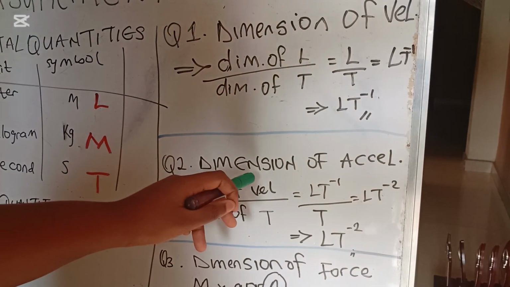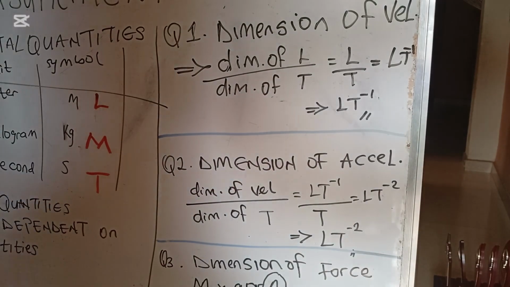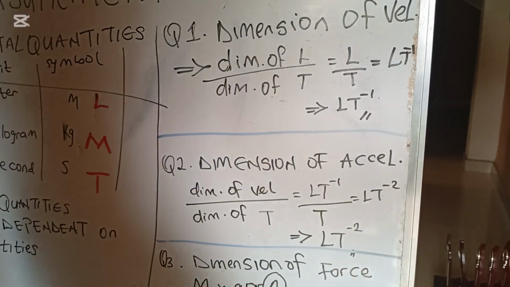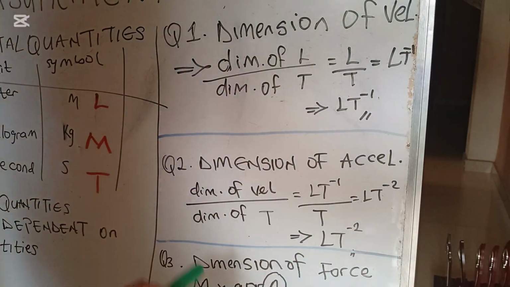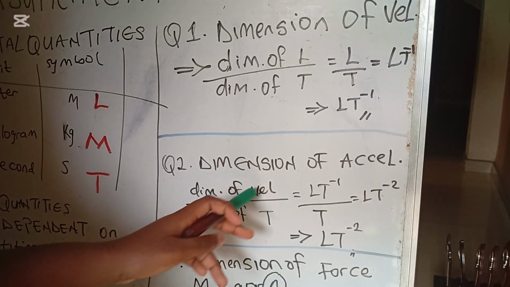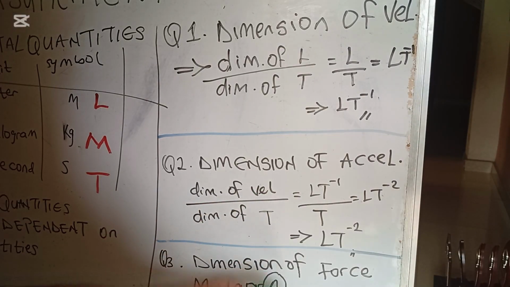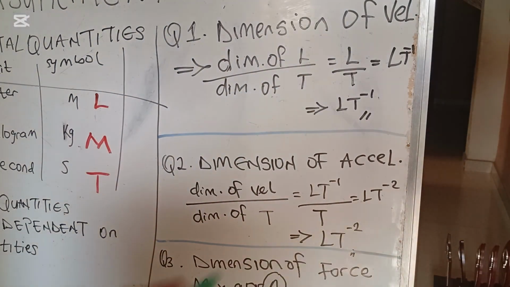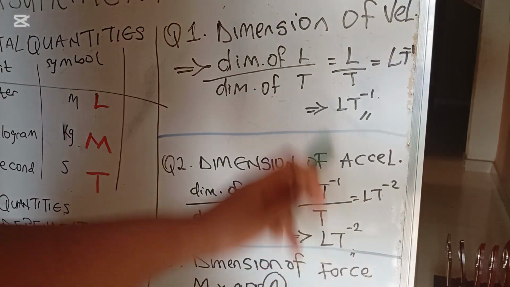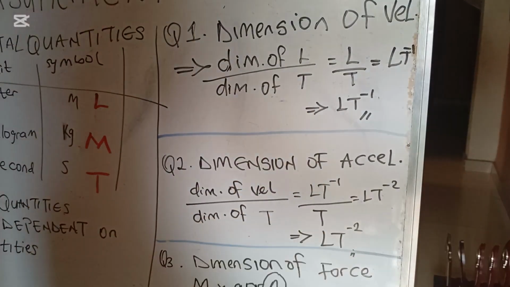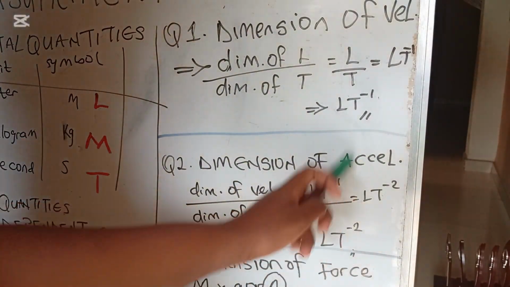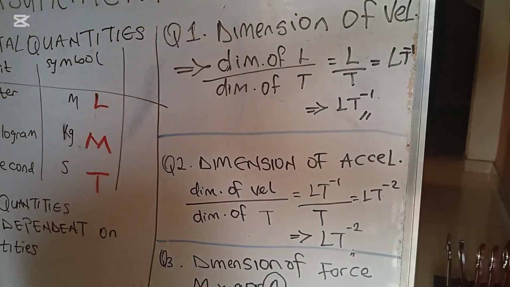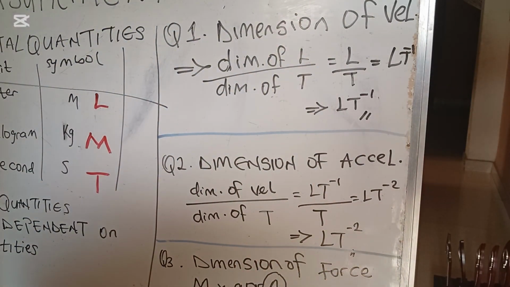For number 2, we have the dimension of acceleration. This formula is dimension of velocity divided by dimension of time, which is LT raised to the power of -1 from up here divided by T. Then if you take this T upward, it becomes LT raised to the power of -2.